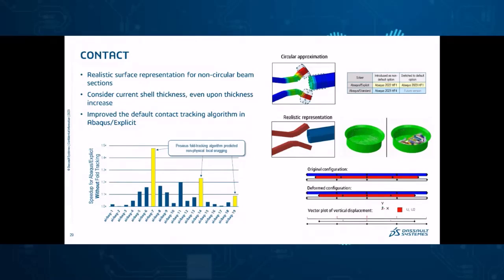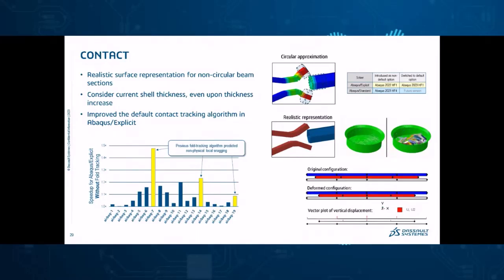The fold tracking algorithm was introduced many years ago, mainly for modeling airbags. And it was there really to increase the robustness of the solver. This is now considered obsolete. It's slower and it is less robust than the updated default tracking algorithm. And you can see some example statistics on the graph on the slide.